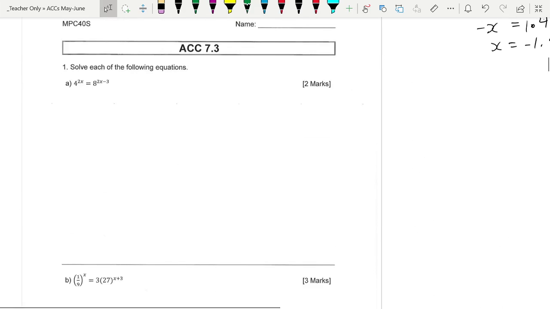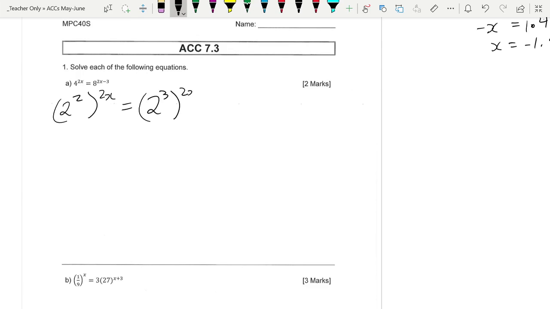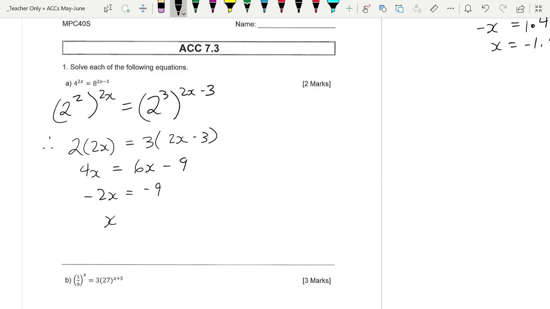All right, 7.3. Let's solve some equations. 4 is 2 squared. 8 is 2 cubed. Now the bases are the same, so I can say, therefore, 2 times 2x equals 3 times 2x minus 3. So that's 4x is equal to 6x minus 9. Negative 2x equals negative 9. X equals 9 halves. I don't want decimals. That's my answer. I'm happy with that. You can do a check if you want.